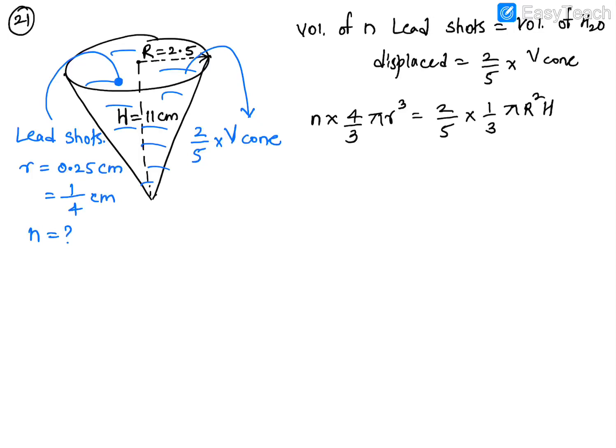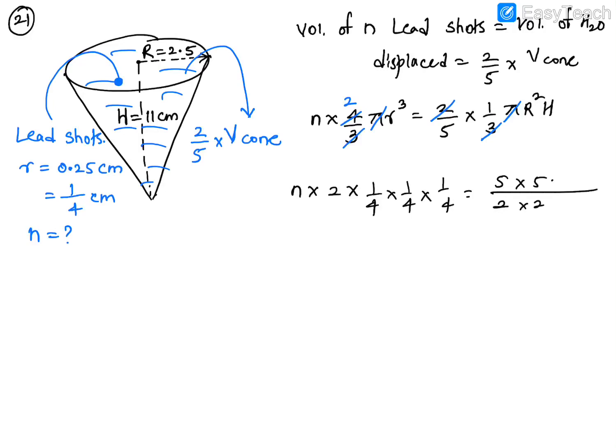Now let's start. First, let's see what we can reduce here. You can cancel pi, 3, 3. You can also cancel 2 1s are 2, 2s are. Okay. So now what do we have over here? We will have n into 2 into small r cube, which is 1/4 into 1/4 into 1/4. Big R is what? 2.5. 2.5 means 5/2. 5/2. H is 11. Correct? Now what is the denominator left out? Also one more 5. So this is the calculation.